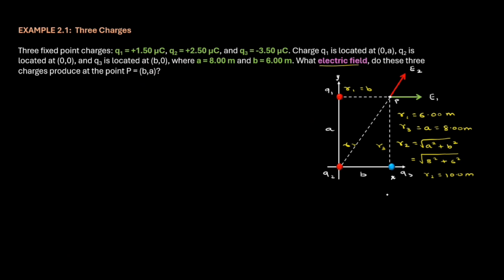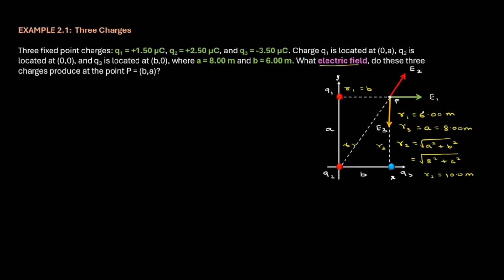Q3 is a negative charge, and electric field lines point towards a negative charge. So electric field at point P because of Q3 will be along the line joining Q3 and point P, pointing towards the charge Q3. I will call this electric field E3. So these are the electric fields at point P.